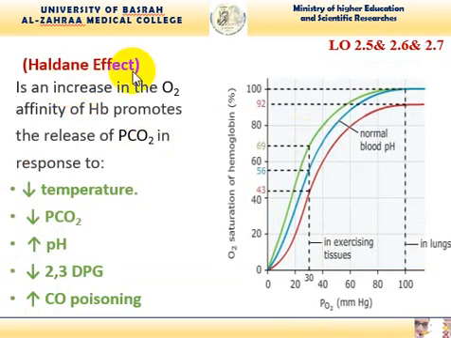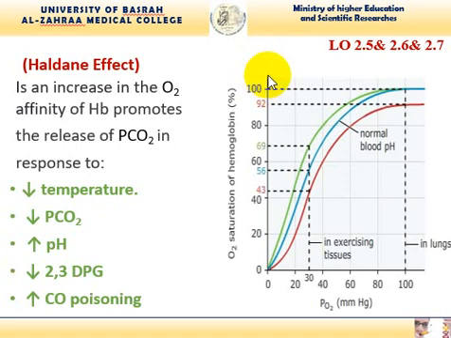The Haldane effect is the opposite of the Bohr effect. It is an increase in the oxygen affinity of the hemoglobin, and this promotes the release of carbon dioxide in response to decreased temperature, decreased carbon dioxide, increased pH, decreased 2,3-diphosphoglycerate, and in case of carbon monoxide poisoning.